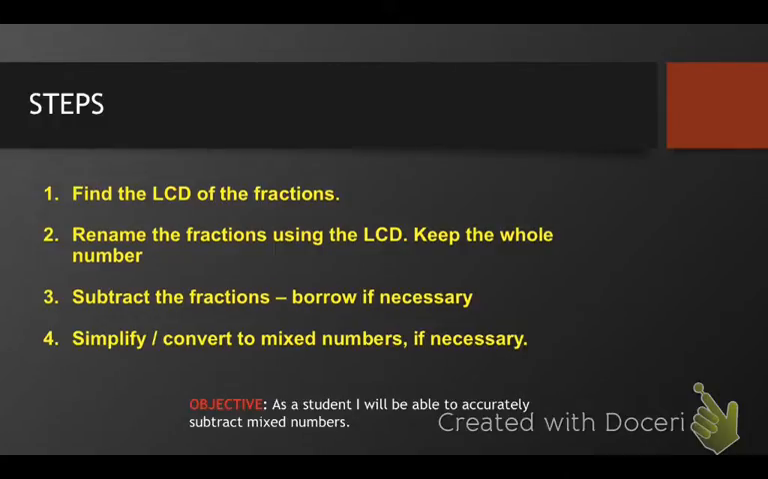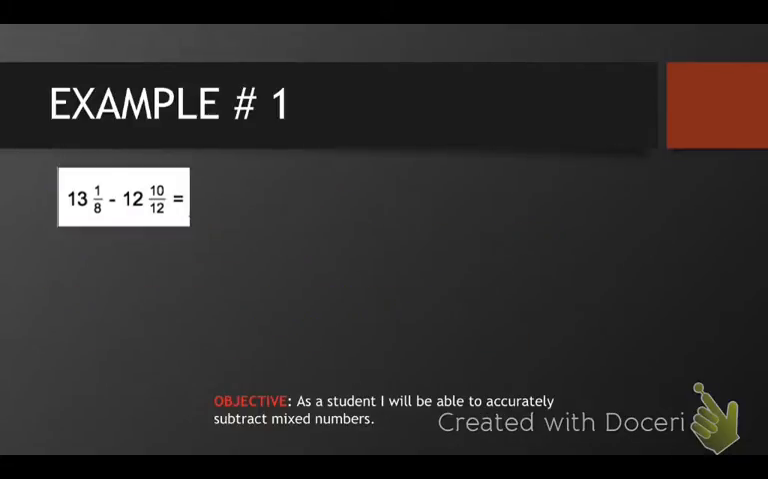Number 3 is the most important. When we subtract the fractions you might have to borrow. This is the one part where everybody seems to get confused and it makes it difficult. And finally, simplify or convert to mixed numbers if necessary. We're going to move on.